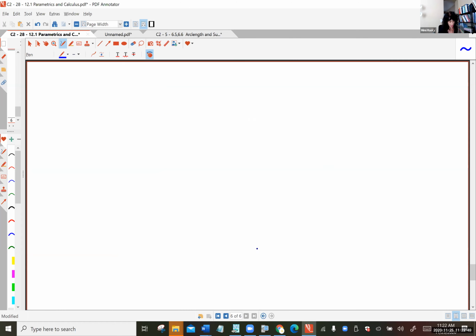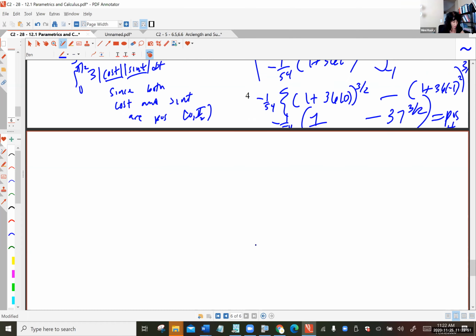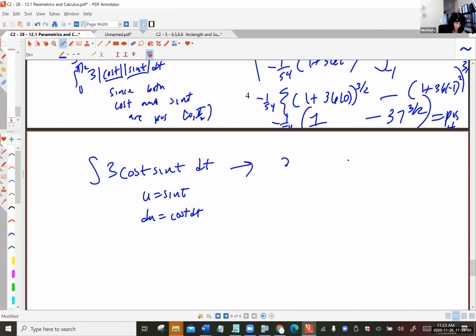Okay. So what you're going to do is you're just going to integrate 3 cos t sine t. And I'm just going to use the power rule. I'm going to let u be sine t. du is just cos t dt. Hey, good news. This just looks like, I'll pull the 3 out, 3u du. And then when you integrate that, you get 3u squared over 2, but that's 3 sine squared t over 2, and you're evaluating between 0 and pi halves.